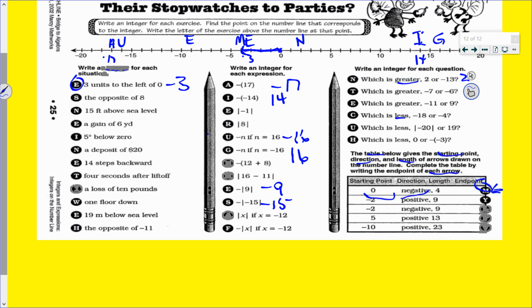No, I meant the E. No, well, yeah. No. That's very poor math. Do not do that. So that one would be S.